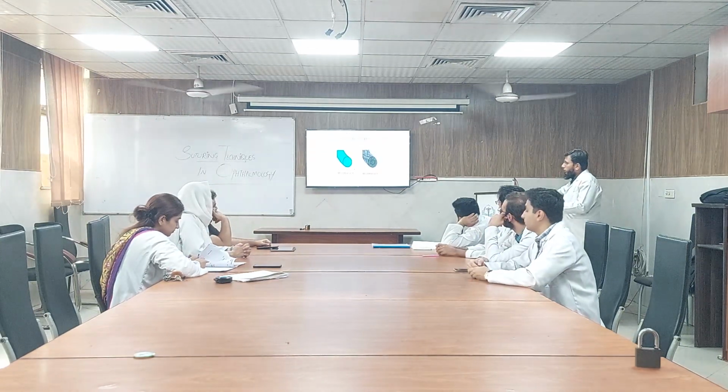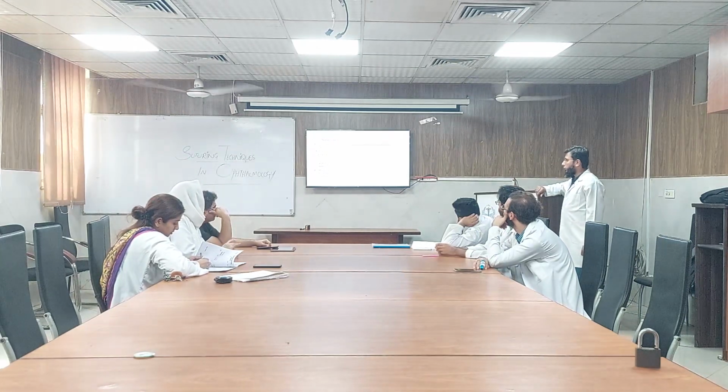This is the picture which is showing the monofilament and the multifilament sutures. Now, how do we measure the size of the suture? Suture size is measured by two methods. One is the USP and the other one is the metric gauge.